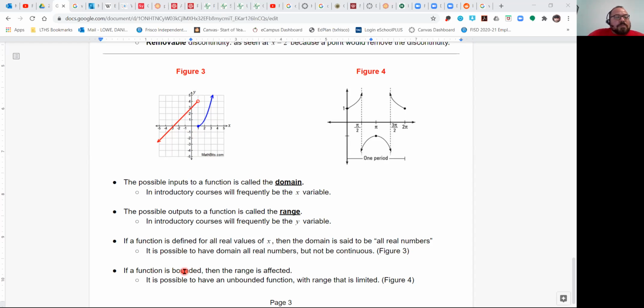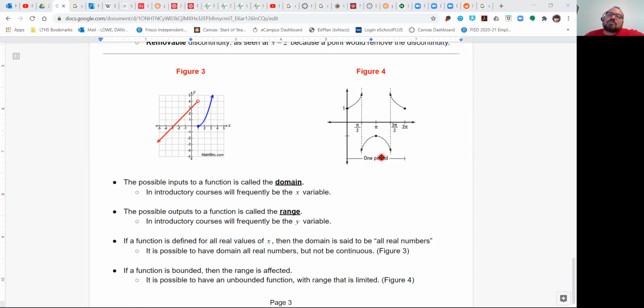Now, if a function is bounded, then the range is affected. If we have a bound to our function, the range is affected. But it is possible to have an unbounded function with a range that is limited. See figure 4. Look at my function over here. It's unbounded. Figure 3 is unbounded. Figure 4 is also unbounded because on this part of the graph, I can go to infinity, on this part of the graph, I can go to infinity, and over here, down towards negative infinity. We say that that's unbounded.